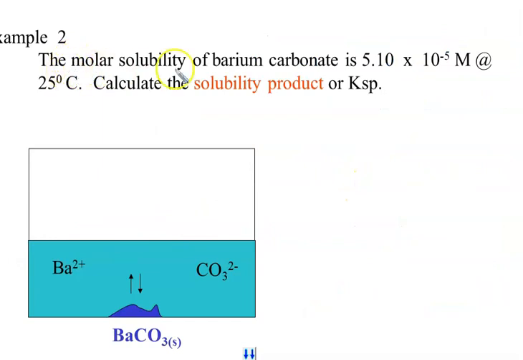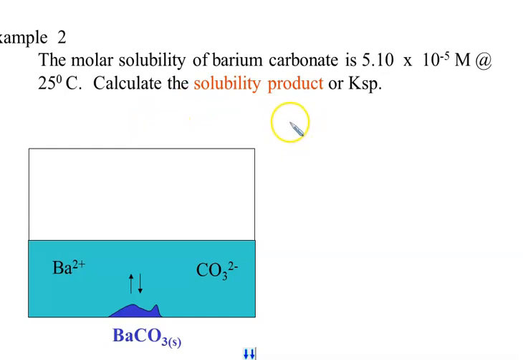So it says the molar solubility of barium carbonate is 5.1 times 10 to the negative 5th at 25 degrees. They're going to give you temperatures, but you don't have to worry about the temperature. They're only giving you the temperature because the constants are only constant at a certain temperature. So you know that if you heat up water, you can make things more soluble. So 25 is typically room temperature.